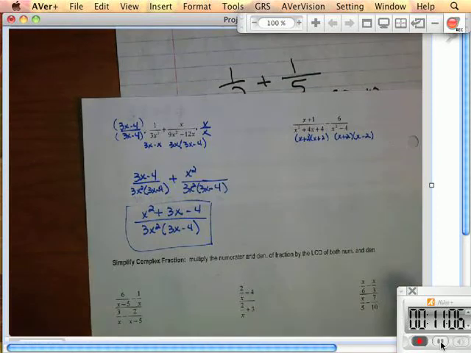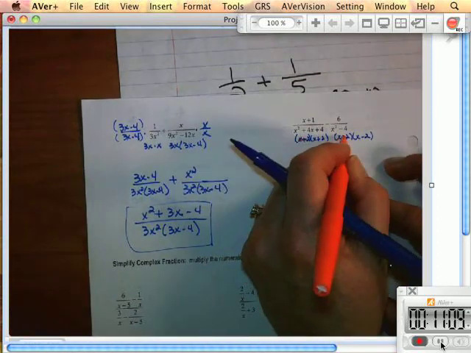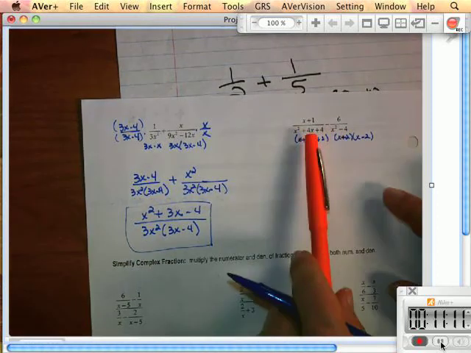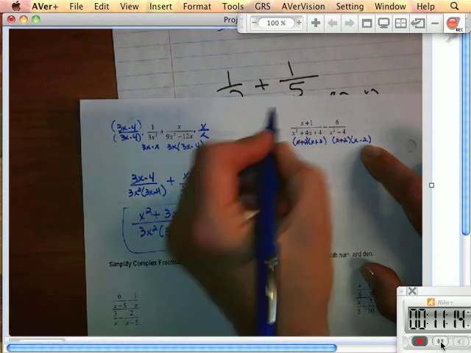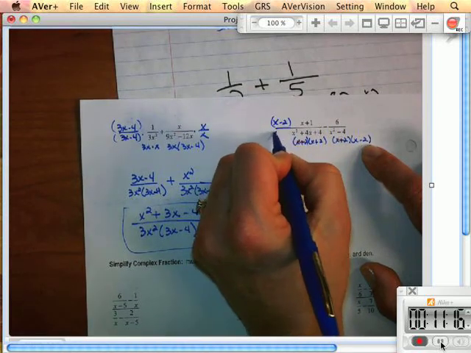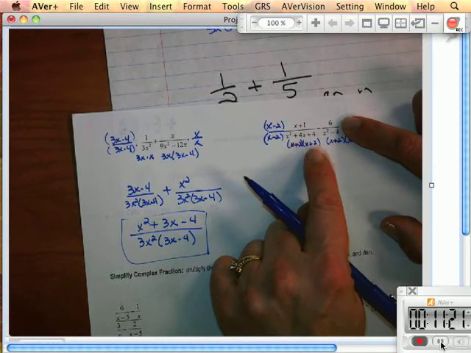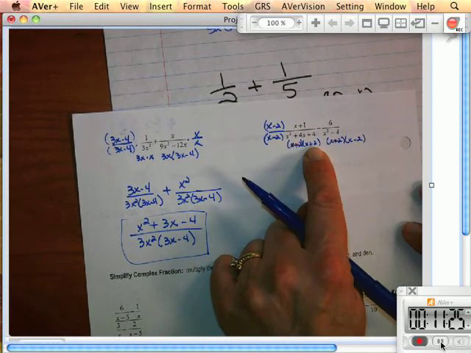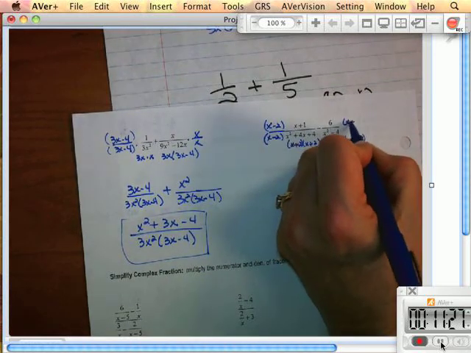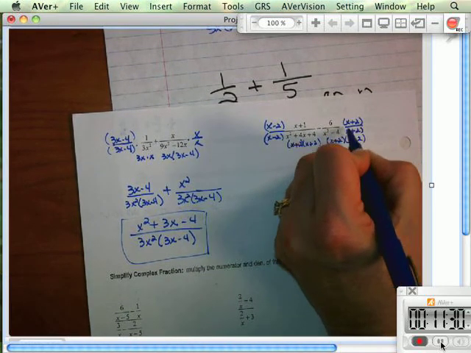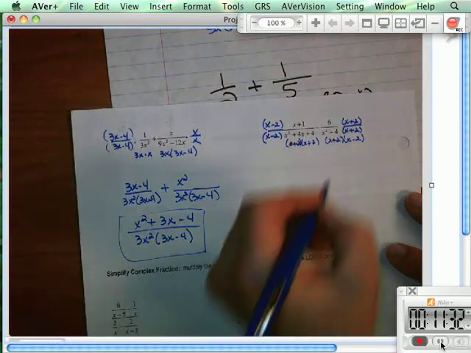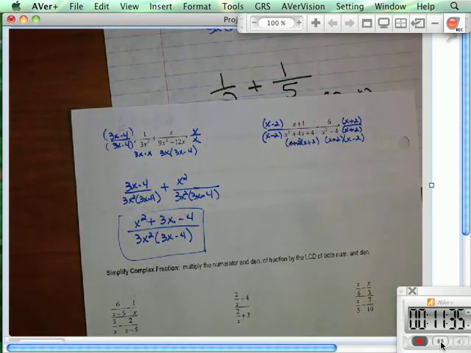So they both have this, right? But I've got to multiply this side by x minus 2. What do I have to multiply this fraction by? X plus 2. And then you would just do the multiplying out, get the common denominator, and add. Or subtract. This is a subtract.